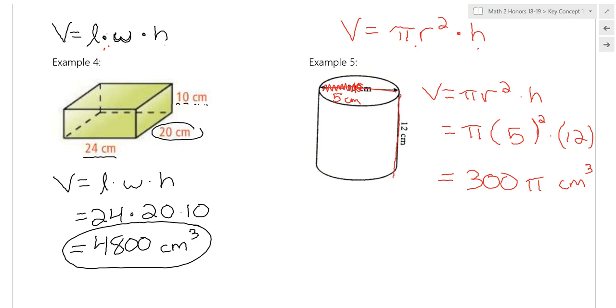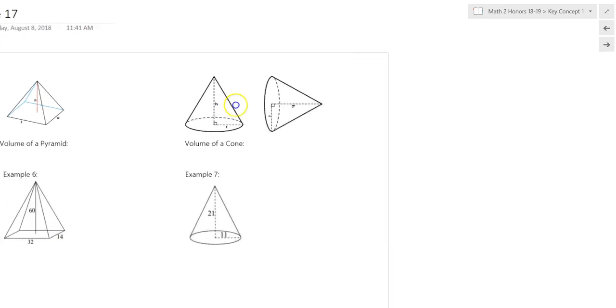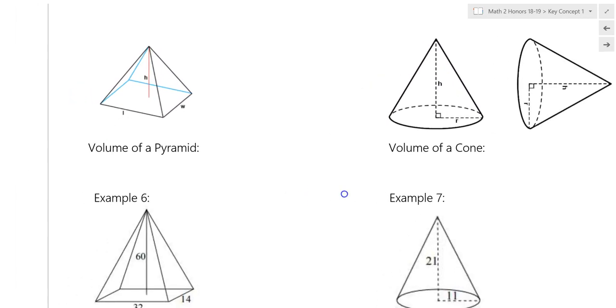All right, let's look at our next problem. Did I go too far? No. Okay. A few more shapes, 3 more shapes.